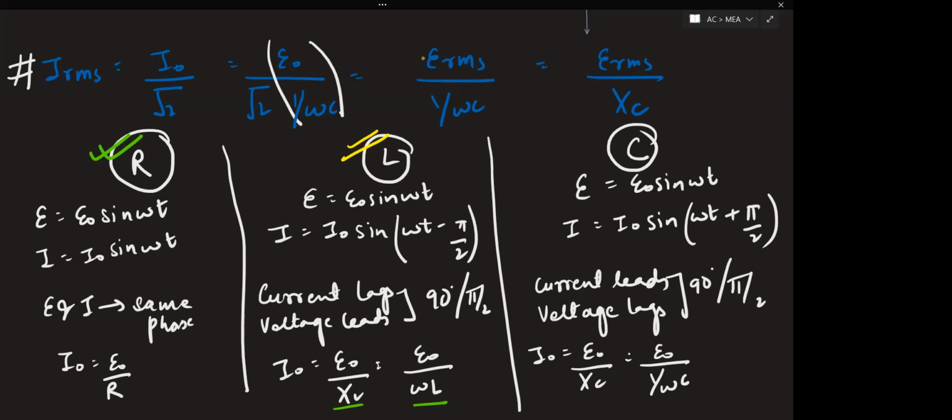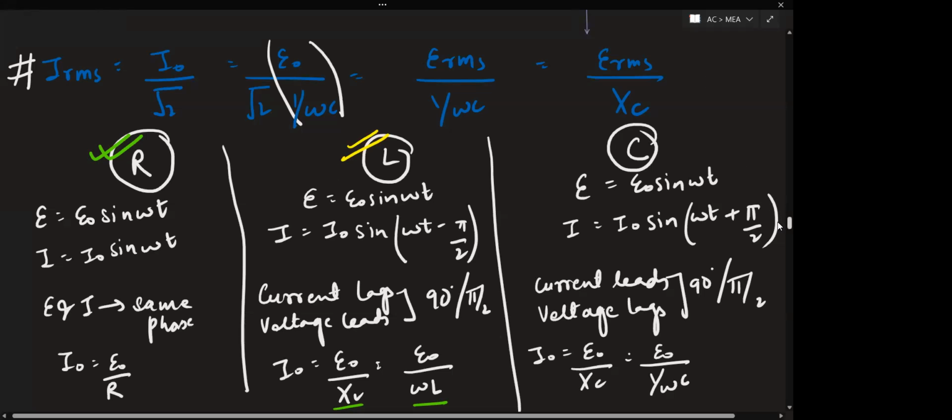Then you have a circuit having only a capacitor. So E is equal to E naught sine omega t and I is equal to I naught sine omega t plus pi by 2. We have plus pi by 2 because here current leads and voltage lags by 90 degrees. So current is equal to E naught by XC, and XC is written as 1 by omega C. So till here the basics we had covered.